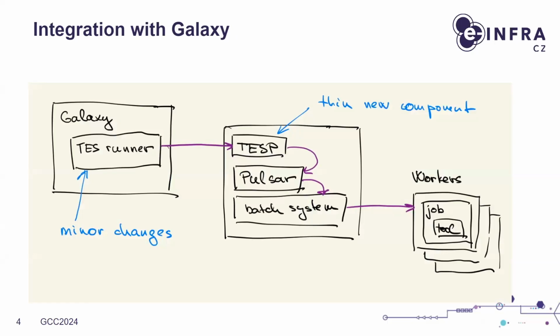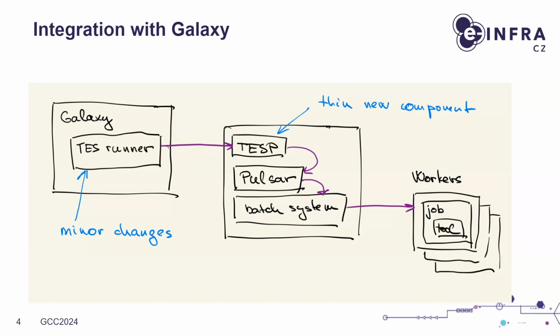This is the simple diagram of how it looks in Galaxy. What we did, we grabbed some existing experimental TES runner in Galaxy, and we extended and elaborated on it a bit more. This is still a universal component that if you provide an interface to another implementation of this, it runs, and we tested it at least with Funnel.